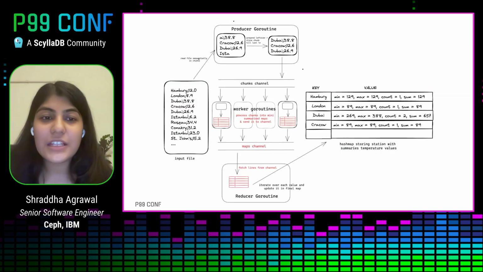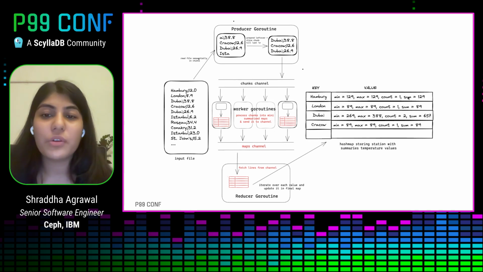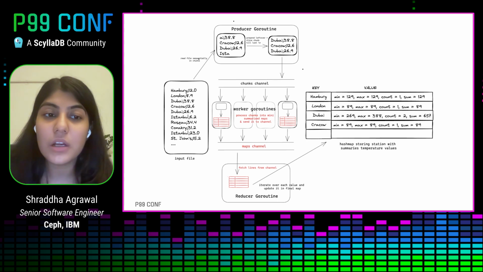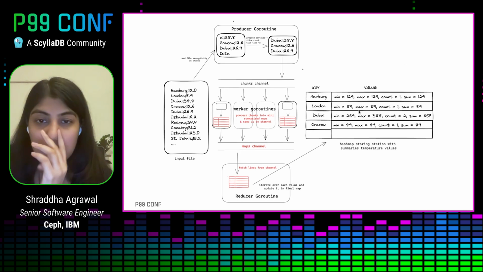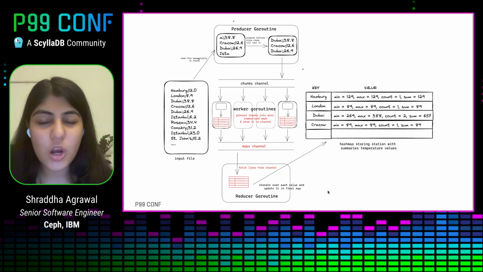Instead of sending slices of lines, in the worker goroutines we're going to be reducing the chunk to a mini summarized map. So similar to what we have in the final data structure, we're going to be doing something similar. All of the lines that will be parsed from these chunks will be added to a mini summarized map. And instead of sending the lines directly, we're going to be sending these mini summarized maps to the maps channel. So let's see how this improves the number of items sent on the channel.